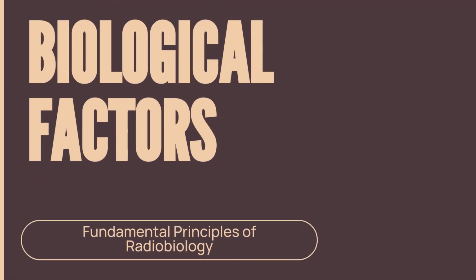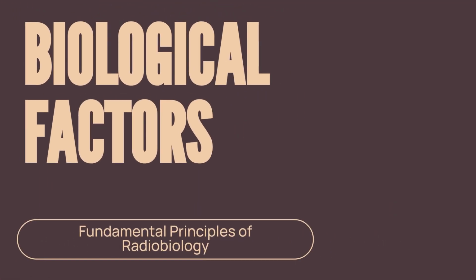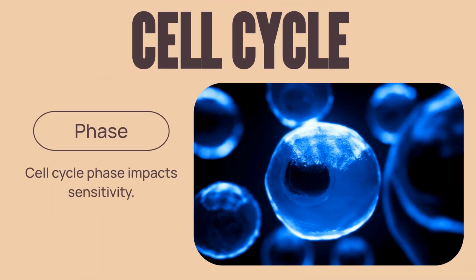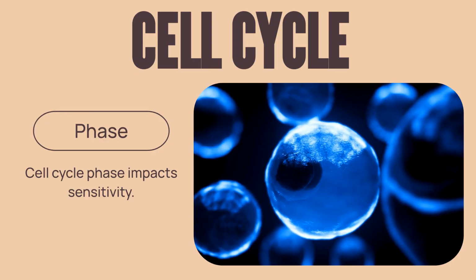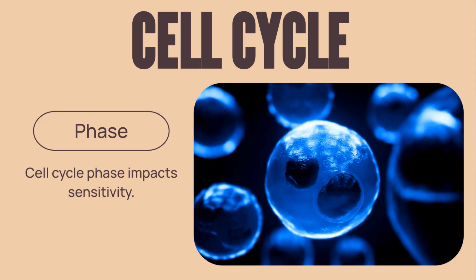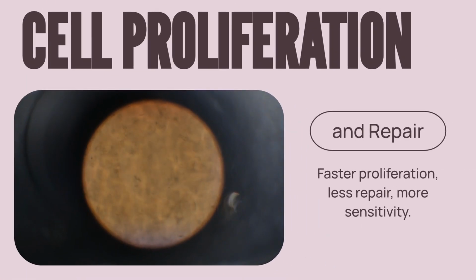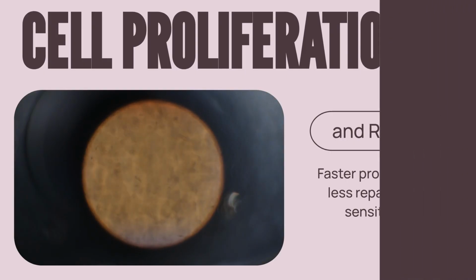Beyond physical factors, several biological elements determine a cell's radiosensitivity. A cell's sensitivity to radiation varies depending on its phase in the cell cycle, with some phases being more vulnerable than others. Cells with a high proliferation rate and less efficient repair mechanisms tend to be more radiosensitive.